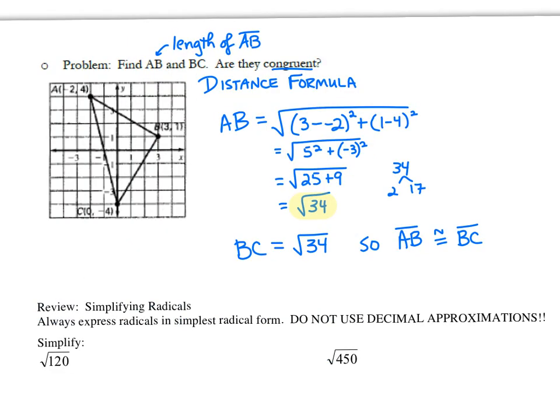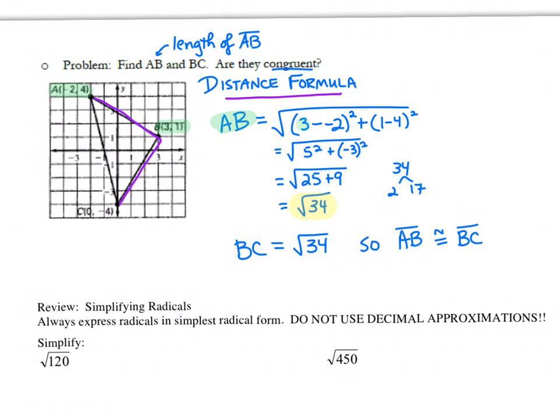The last problem in this lesson, we are finding whether two segments are congruent in a diagram. So they're asking you, in this picture, is segment AB congruent to segment BC? And that means we're going to use the distance formula to figure out whether they're the same value or not. So I'm using the coordinates here of point A for segment AB. The length of segment AB will use the -2, 4, and the 3, 1.